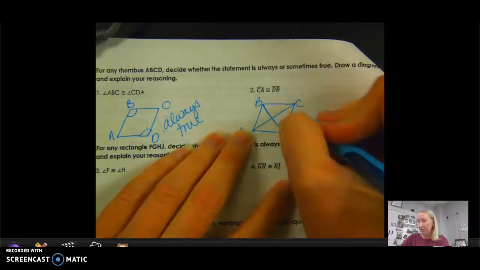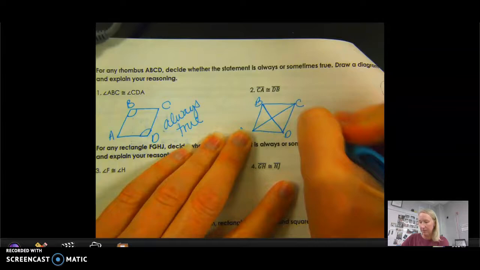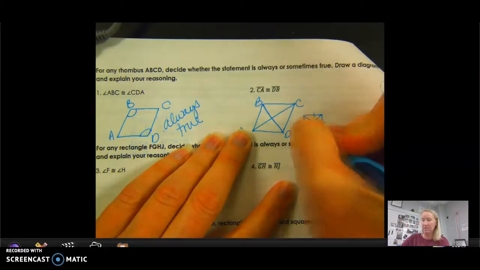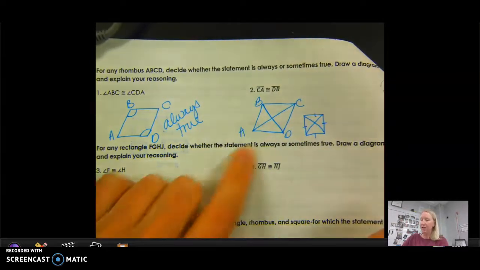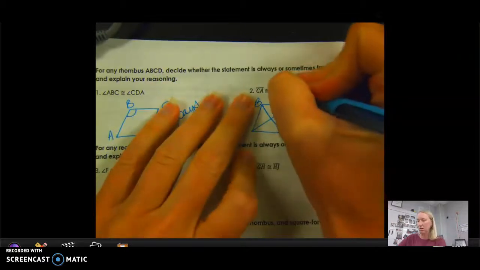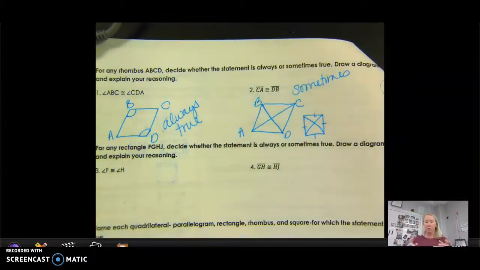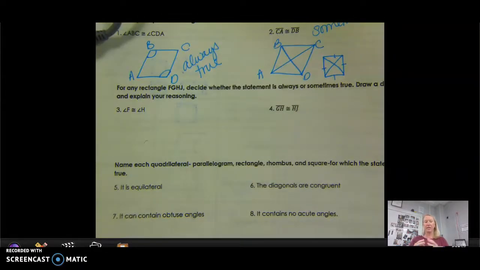The specific type of rhombus that has to have congruent diagonals is a square. So if we had a square that was a rhombus, then it would be true. But if we had a rhombus that looked like this, it would not be true. So that would be a sometimes true. So sometimes, if the rhombus was more specific and was a square, because remember, a square is a combination of a rhombus and a rectangle. Okay, so all squares are rhombuses, but not all rhombuses are squares.